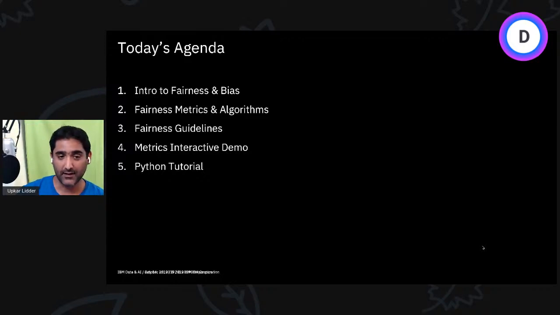Then we'll go into an interactive demo. This is where I want to show you the toolkit, the open source bias detection toolkit that IBM is a big part of, but it's definitely a community effort, and it's called AI Fairness 360. I'll give you some links as well. And then we'll go through a notebook really quickly and a UI demo.